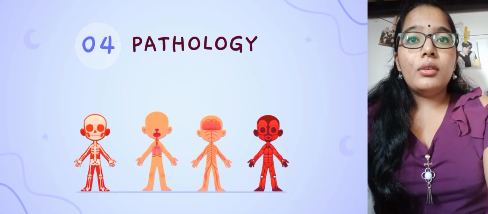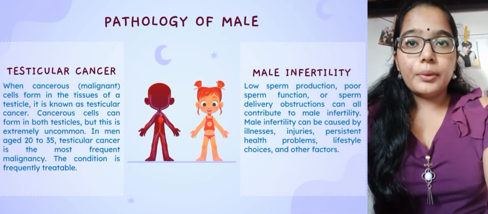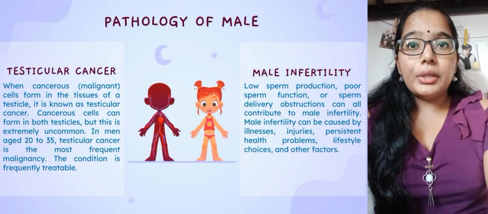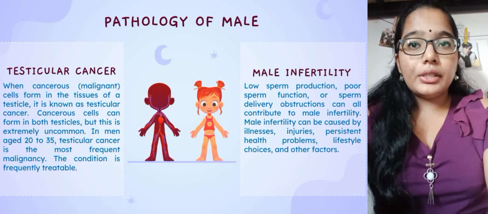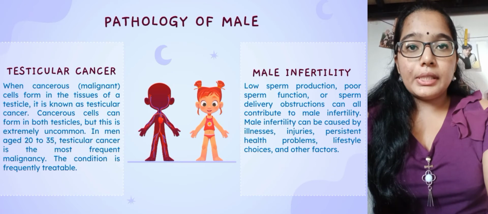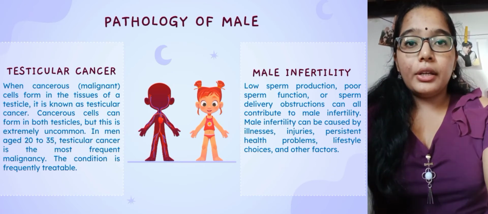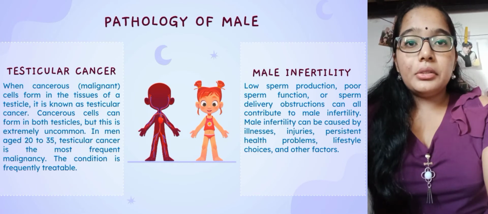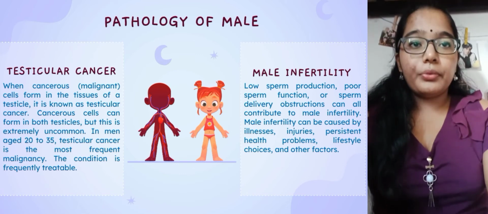Pathology of male. Firstly, testicular cancer. When cancerous cells form in the tissue of a testicle, it is known as testicular cancer. Cancerous cells can form in both testicles, but this is extremely uncommon. In men aged around 20 to 35, testicular cancer is the most frequent malignancy. The condition is frequently treatable.